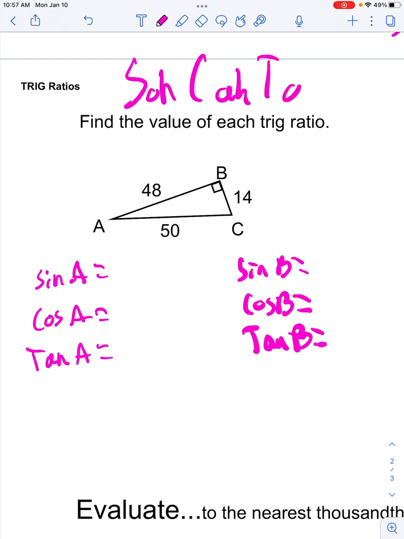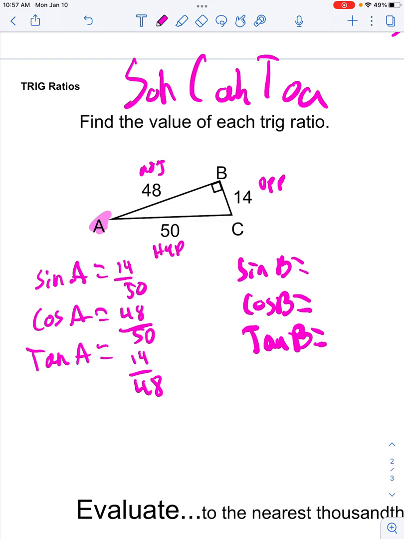So again, I'm just going to write SOHCAHTOA to help me. Sine of A, so looking at A, we'll label opposite, adjacent, hypotenuse. Opposite over hypotenuse is 14 over 50. Adjacent over hypotenuse is 48 over 50. And tangent is opposite over adjacent.